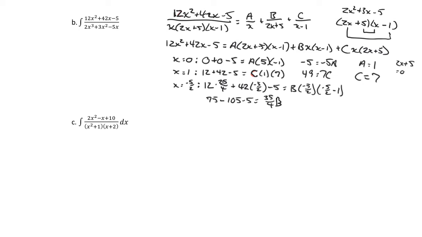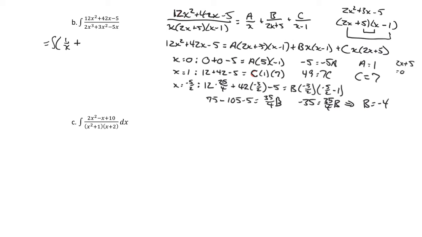And so we end up with negative 35 on the left side equals 35 fourths b, which means that b is negative 4 if you do the solving there. So now it's time to put everything back into the equation, or rewrite it as an integral. The hard part is actually done. So our integral is a divided by x. Over here we have the a divided by x, and we found out that a is equal to 1, so we get 1 over x.